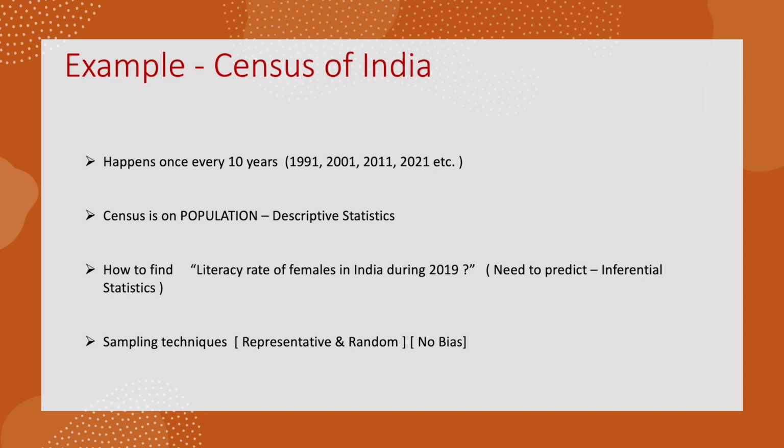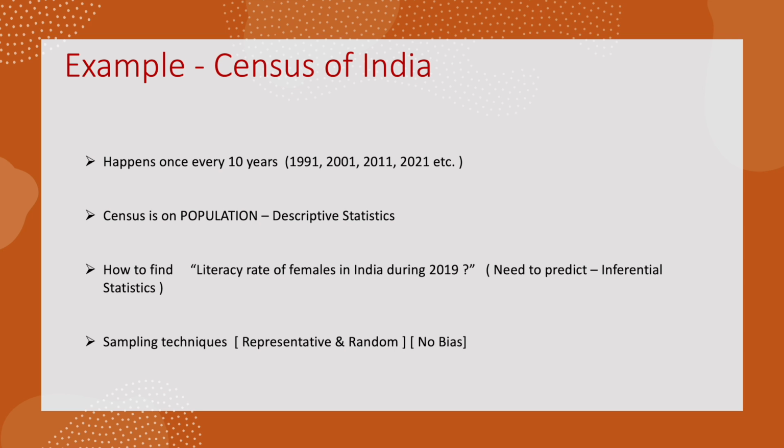Let's take another example to understand this whole concept of descriptive versus inferential and sample versus population. Census of India. Now, the Census of India happens once in every 10 years. It happened in 1991, 2001, 2011, 2021, etc. Census is done on the population. So, whether it's descriptive or inferential statistics, it is descriptive, because the census is done on the entire population of India.